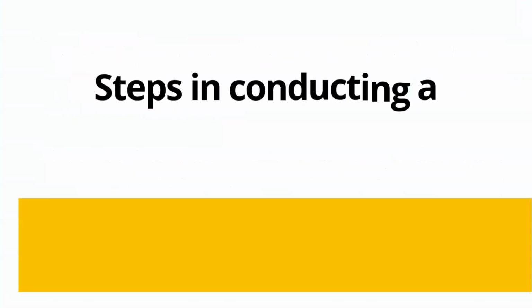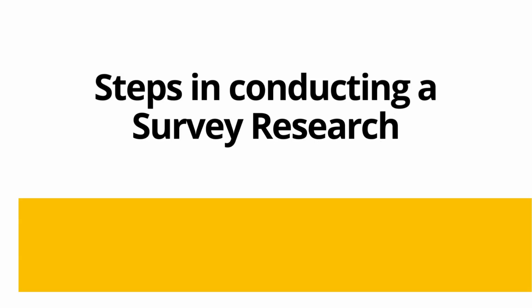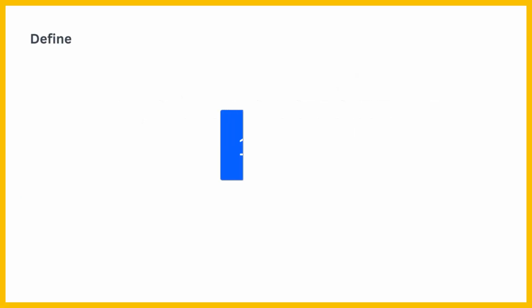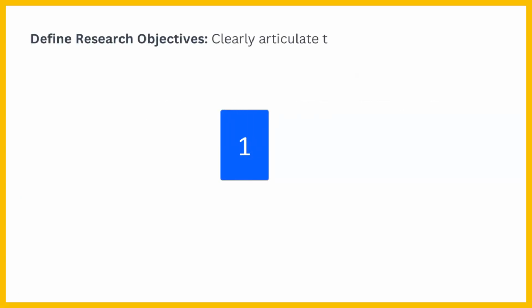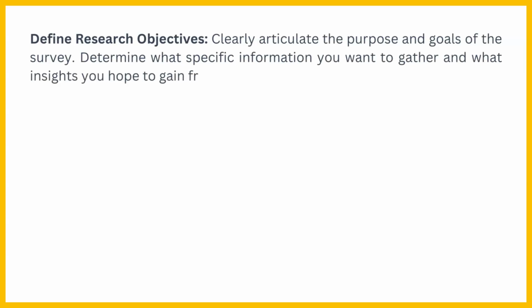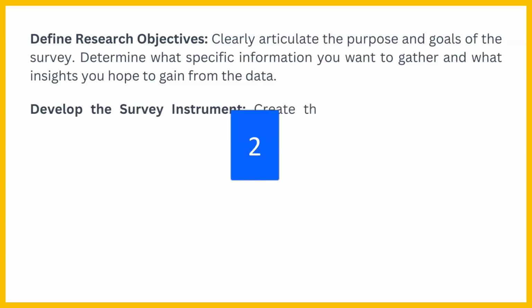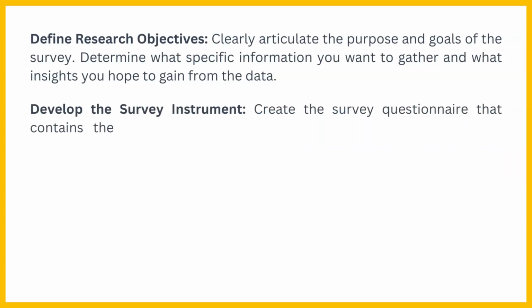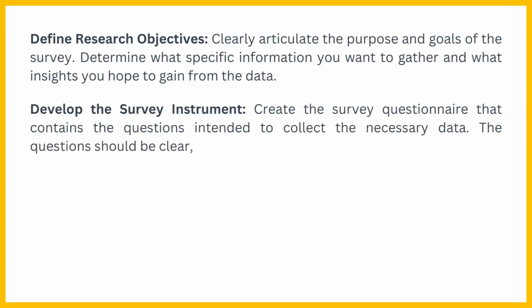Survey research is conducted through a systematic process that involves several key steps. We will now look at how survey research is typically conducted. Define research objectives. Clearly articulate the purpose and goals of the survey. Determine what specific information you want to gather and what insights you hope to gain from the data. Develop the survey instrument. Create the survey questionnaire that contains the questions intended to collect the necessary data. The questions should be clear, concise, and unbiased.